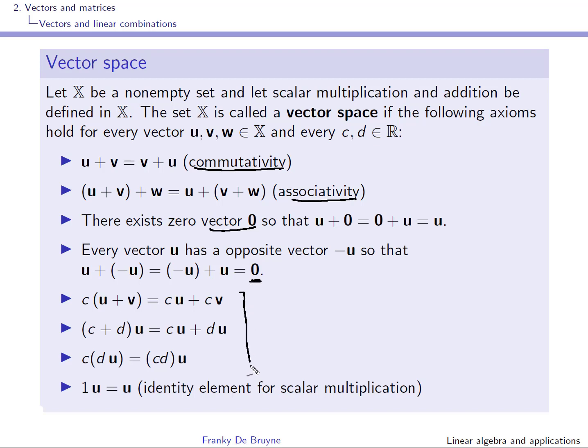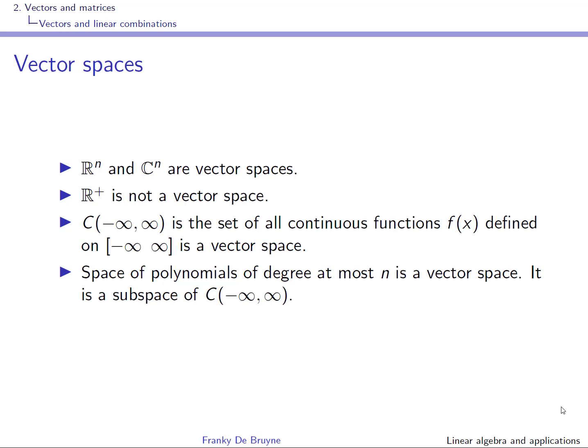There are three properties of distributivity. Distributivity with respect to scalar multiplication, and there is also an identity element for scalar multiplication. This corresponds to c equals 1. Well, if you take the sets Rn and Cn, you can show that they are vector spaces, because the properties that we've seen in the previous slide hold for these sets Rn and Cn. But very different sets can be vector spaces.